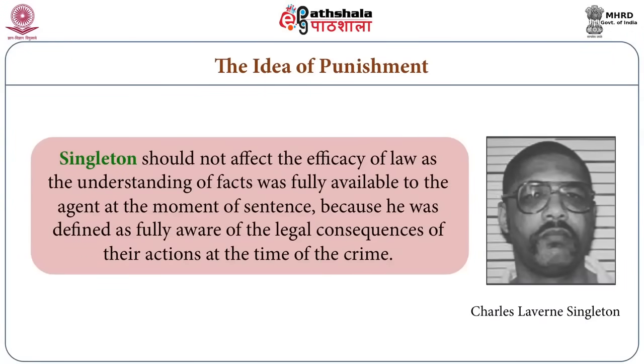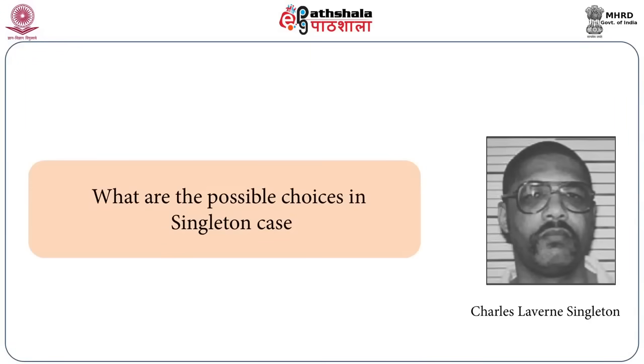The problem that arises with the Singleton case is that there's a great deal of time that intervenes between the sentence of death and the execution itself. And within this intervening period, Singleton's competence has clearly come into question. So much so that he believes that he didn't commit the crime because the victim is still alive, and he believes that if he committed the crime, it's because he was possessed by demons. So the mens rea has clearly broken down in every respect. What should we do then? What are the possible choices in the Singleton case?